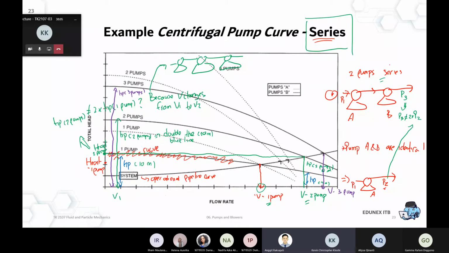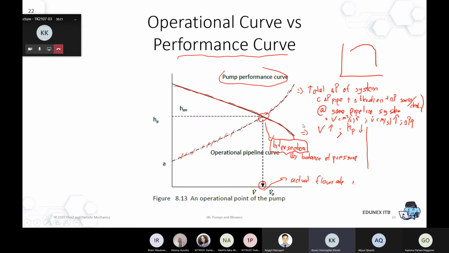Sir, I have a question, sir. Yeah, go ahead. How do we relate all those 1 pump, 2 pump, and 3 pump with the system curve, sir? What does it actually mean at the system curve? What does it show, in terms of the head?